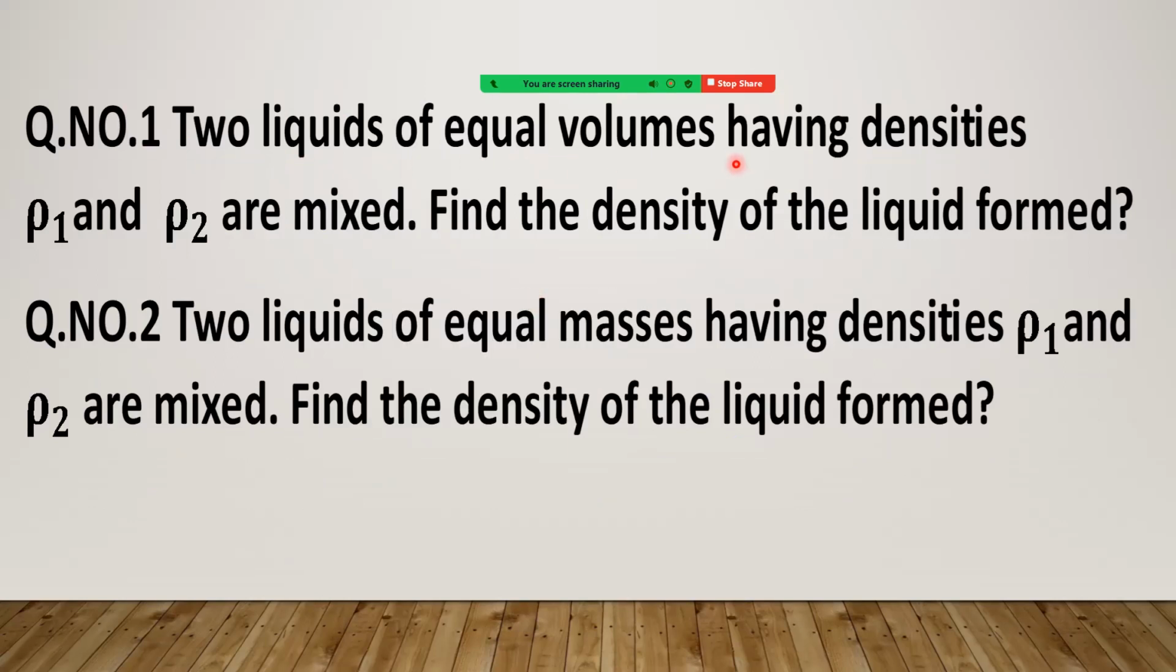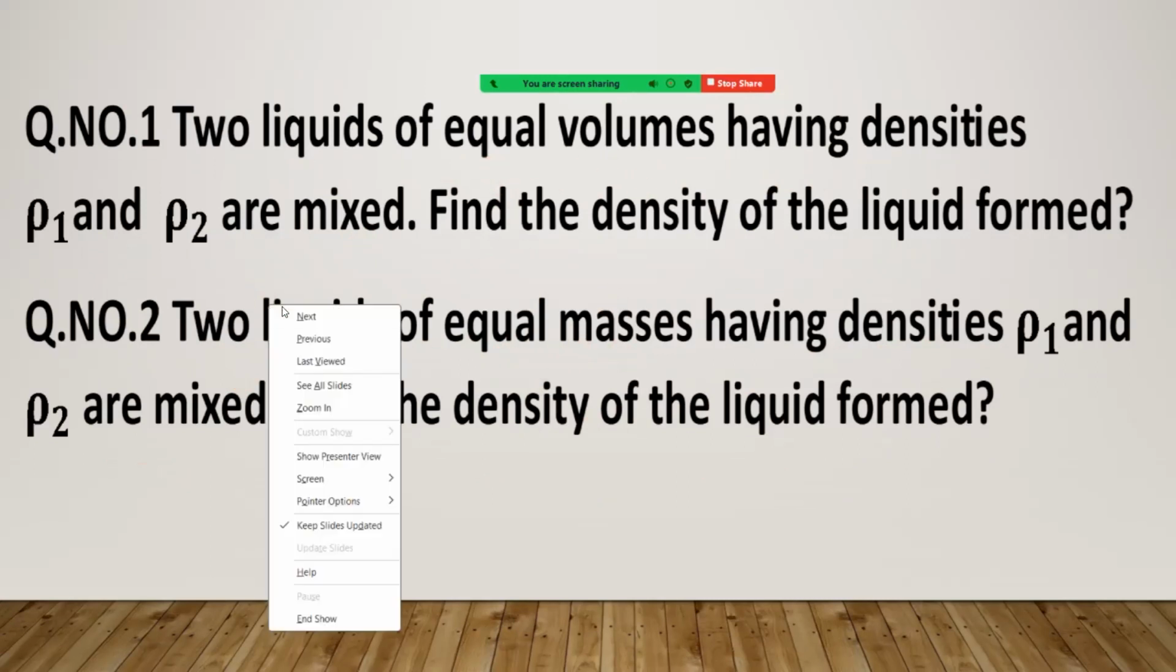Two liquids of equal volumes having densities rho 1 and rho 2 are mixed. Find the density of the liquid formed. Condition given: equal volumes. And see the second question: two liquids of equal masses, densities rho 1, rho 2. When they are mixed, for the liquid formed, what is the density? So one is equal volumes, the second one equal masses. Let us see how to calculate.